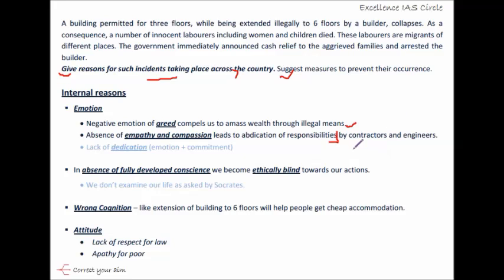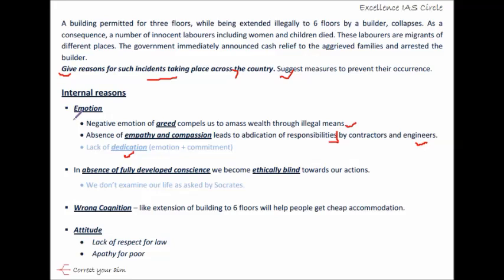Then, depending upon the context, you will write the detail. For example, this was the case of construction of a building. So you can write that abdication of responsibilities by contractors and engineers and other stakeholders. When the context will change, the stakeholders will change. But this part, abdication of responsibility due to absence of empathy and compassion, will remain the same. If you want, you can add this dedication part or any other emotional aspect you wish. But you can restrict to two lines in emotion because otherwise the word limit will be breached.